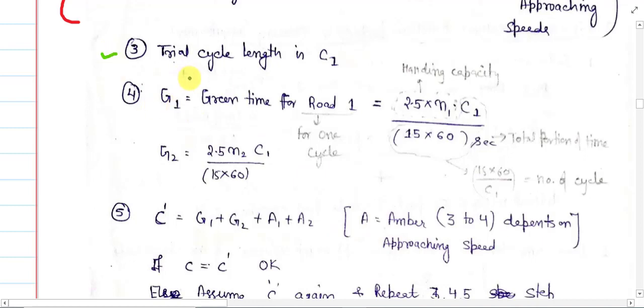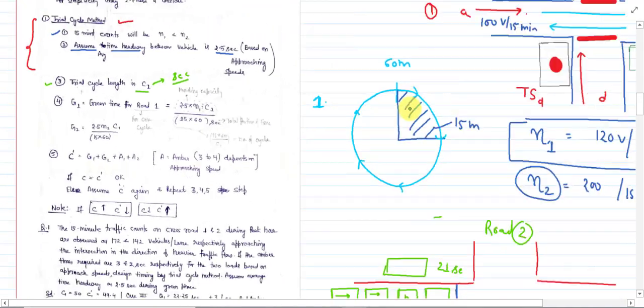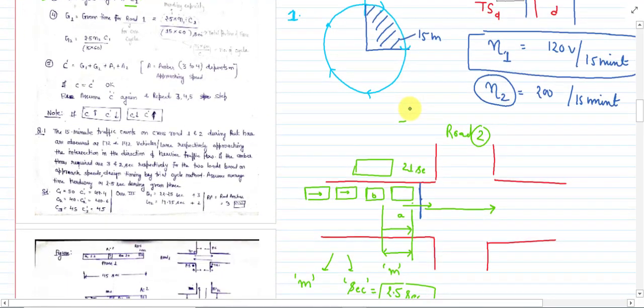Third step says that assume the total cycle length is C1. This C1 must be in seconds. Okay. So what do you mean by the cycle length? Cycle length is the summation of red time, red amber time, green time, and again the amber time.